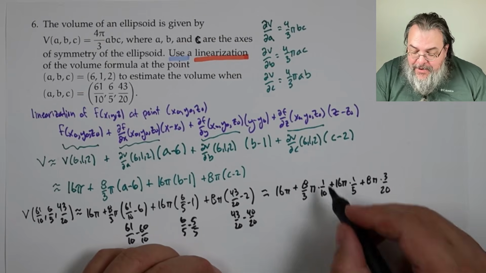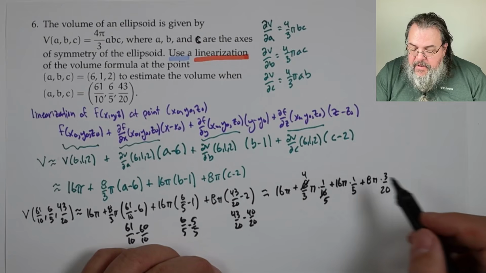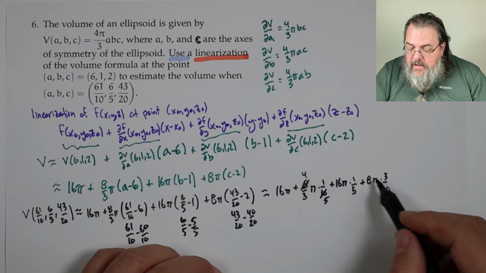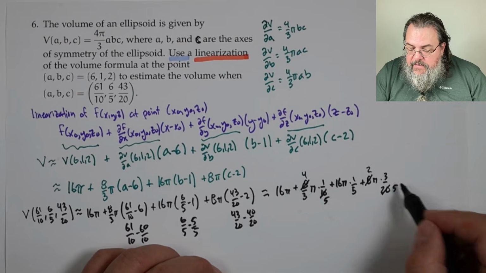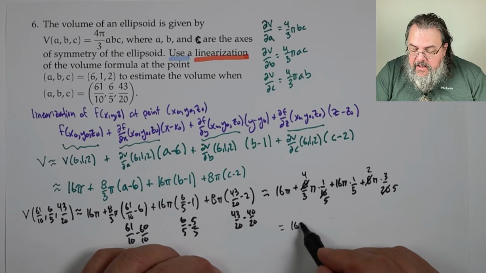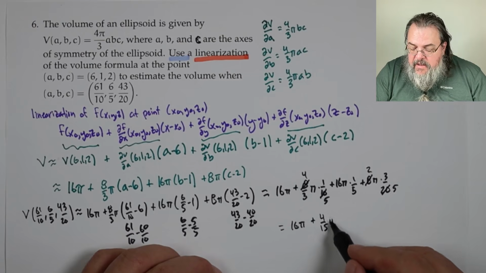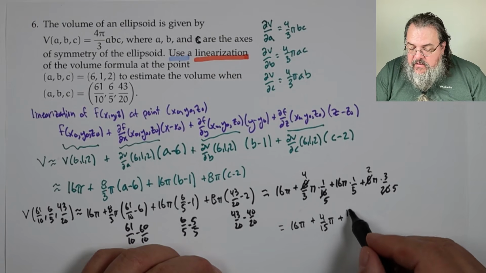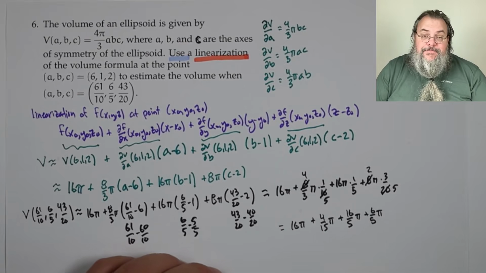But we can go even further, right? Here, I see there's a factor of 2 in common, so I can put a 5, and that leaves you a 4 up here. Nothing in common here. 8 and 20, that has a factor of 4 in common, so 2 and 5. And so, what do we have? Well, we have 16 pi plus 4 over 15 pi plus 16 over 5 pi plus 6 over 5 pi.